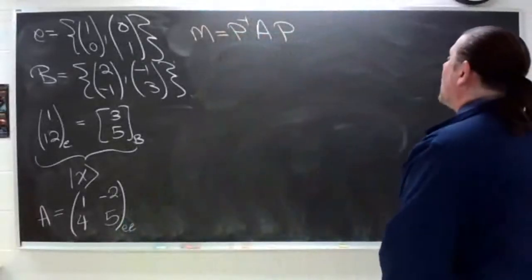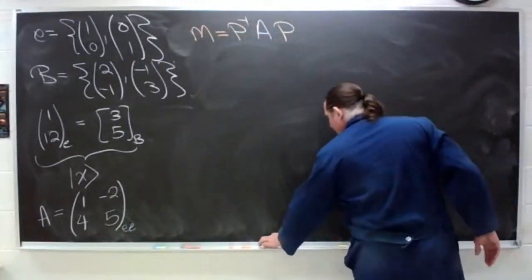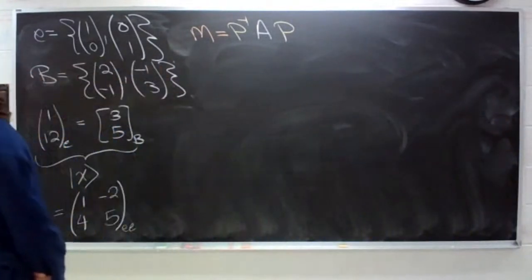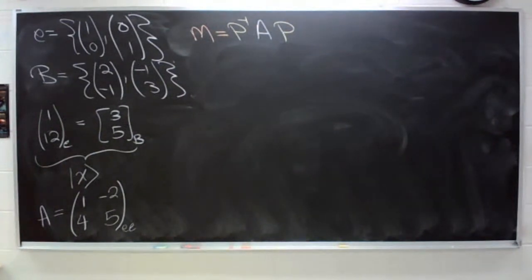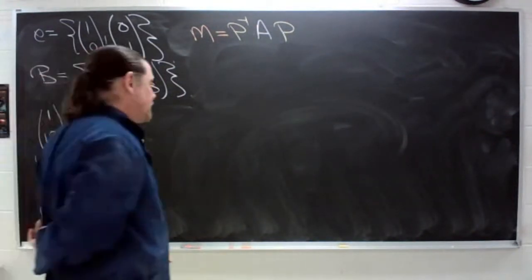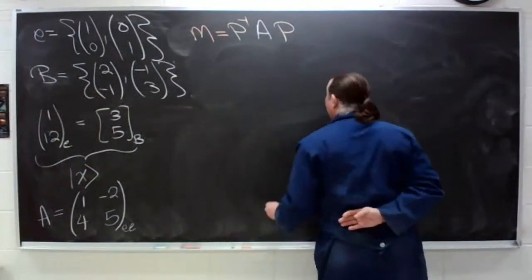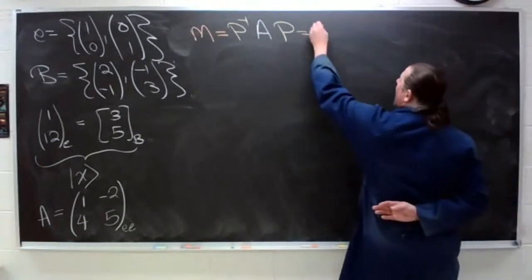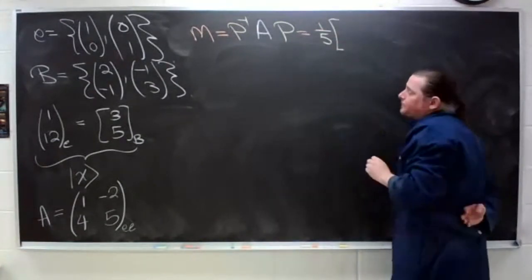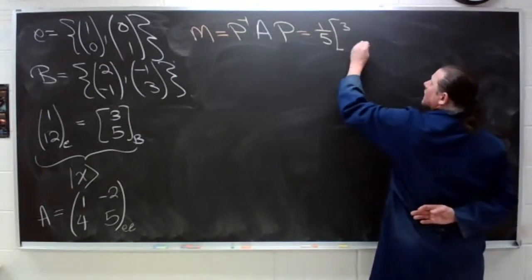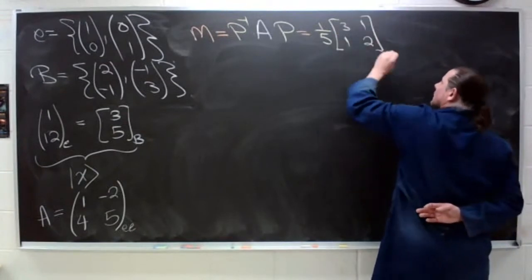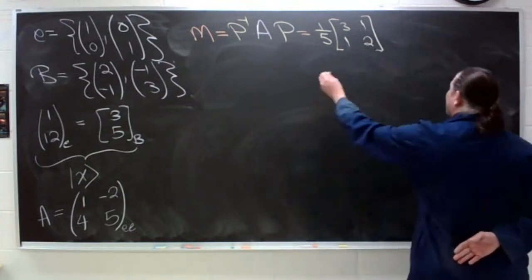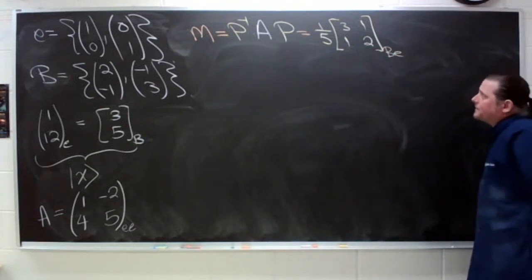All right, so let's see what this new matrix M looks like in numbers, numerically. So this would be P inverse. Well, let's see, P inverse is 1 over 5. And then I'll have swap, negate. All right? That matrix transforms us from E to B.